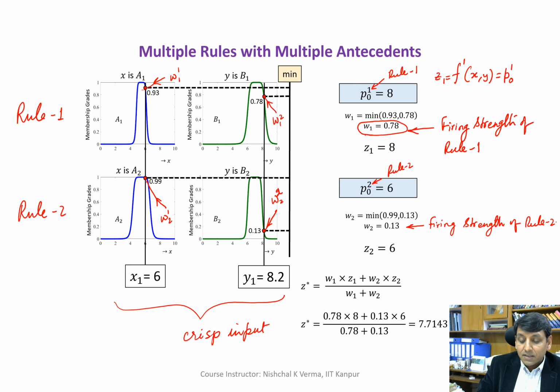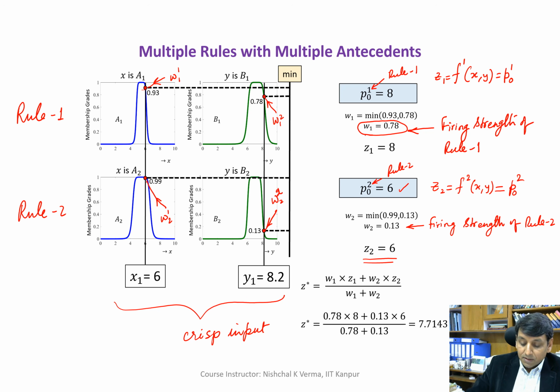The second rule gives us P02. So P02 is giving us 6 already, so Z2 will become 6 here. I can write here that our Z2, which is F2xy, is equal to P02. So this way we get Z2 is equal to 6. Now we have W1, Z1, W2, Z2, and we can very easily find the weighted average.